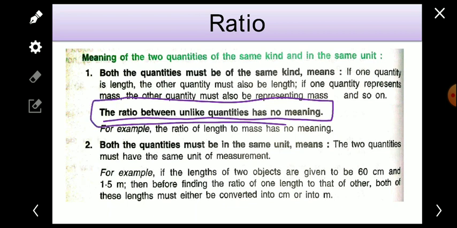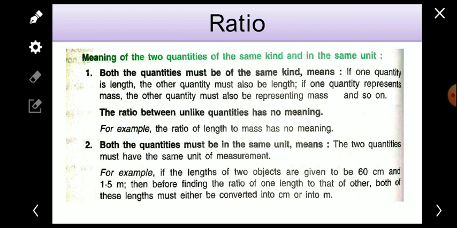When we find the ratio of unlike quantities, which are not of the same kind, it has no meaning, that is, it is meaningless. For example, the ratio of length to mass has no meaning. If we compare length to mass, that has no meaning. We can't compare mass with length, both are different kinds of quantity.